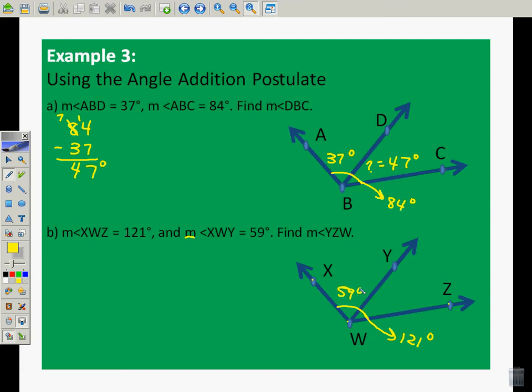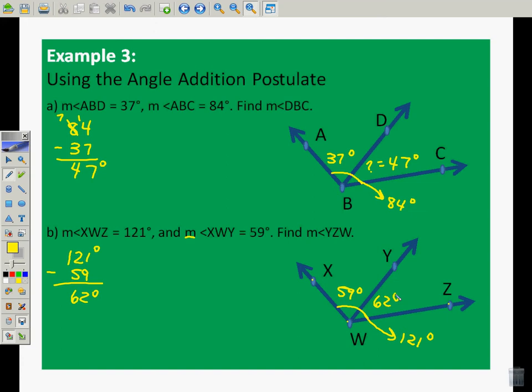Same deal as last time. The whole thing is 121. We're going to take away 59 of those degrees. And what we end up with is 62 degrees for our missing part. So this is the part that was missing, 62. Easy way to check: plug them in.